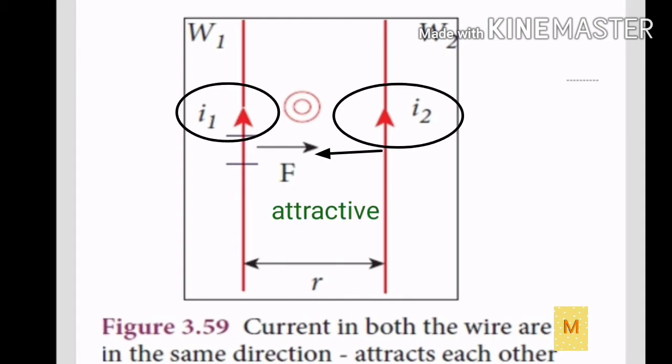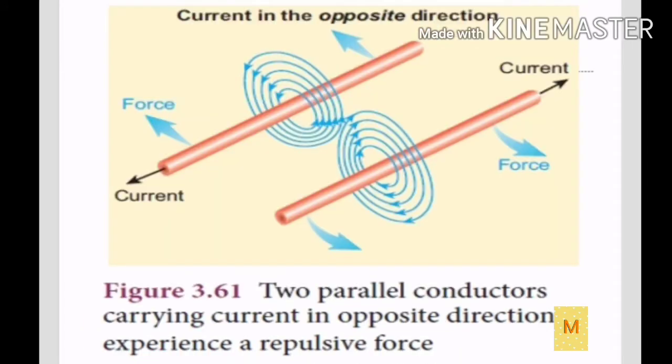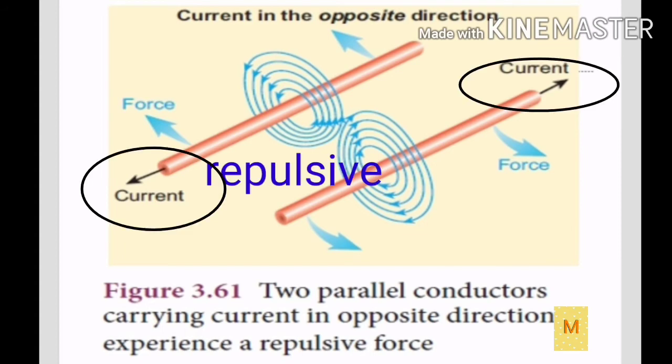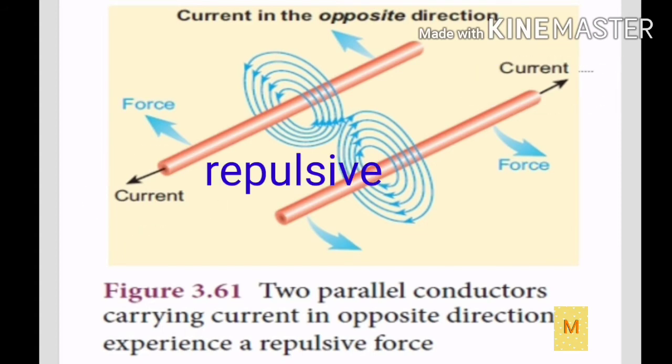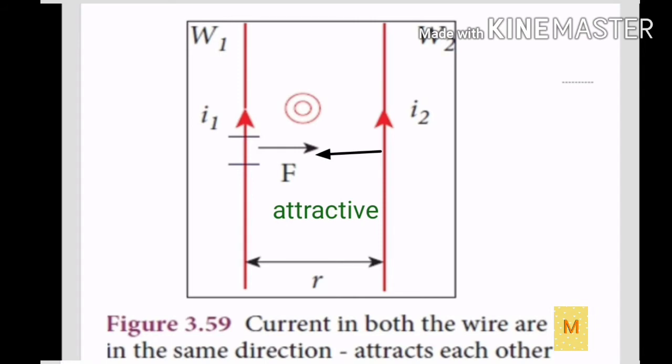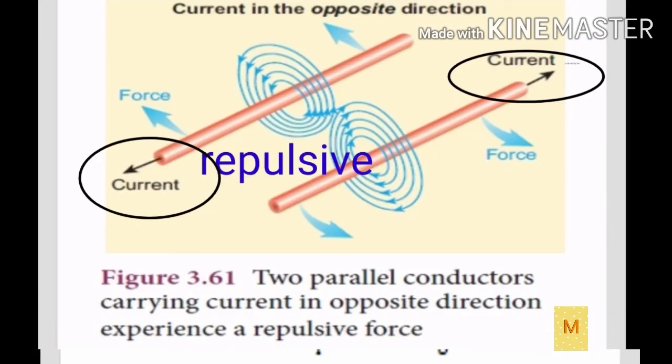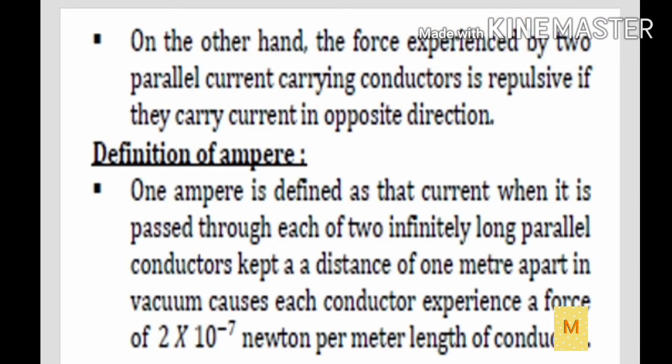Thus, the force experienced by the two parallel current carrying conductors is said to be attractive if they carry current in the same direction. On the other hand, the force experienced by the two parallel current carrying conductors is said to be repulsive if they carry current in the opposite directions. So we can finalize that the force between the two conductors is attractive if the current is flowing in the same direction. Similarly, the force between the two current carrying conductors is repulsive when they carry current in the opposite direction.